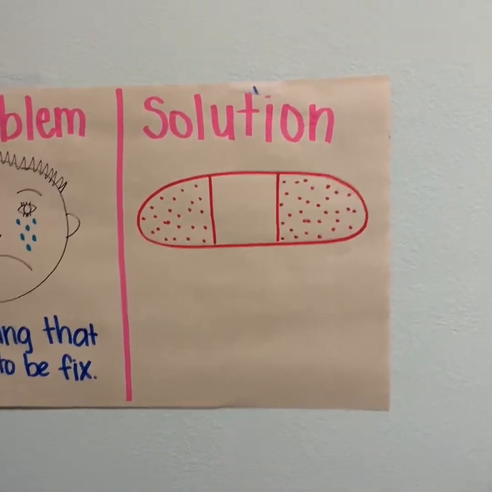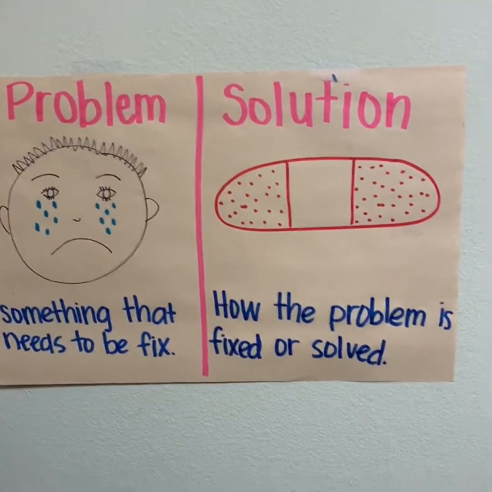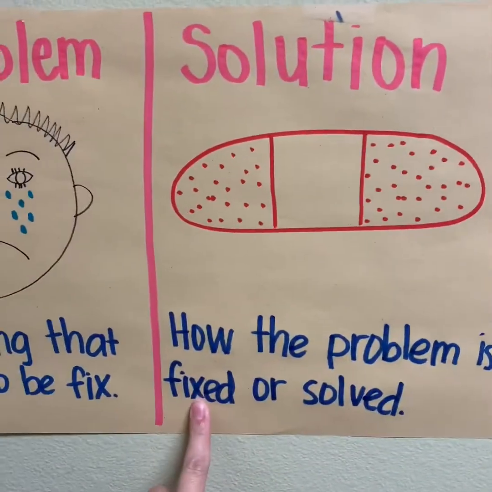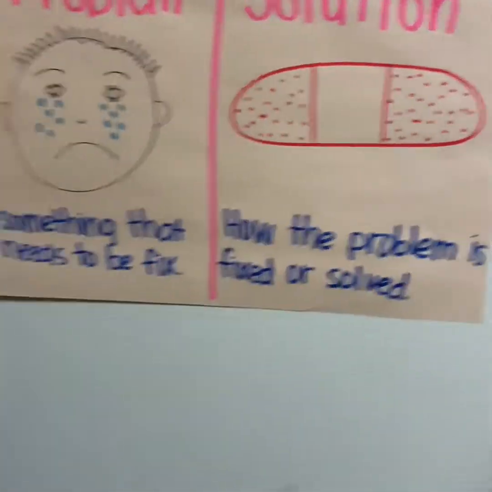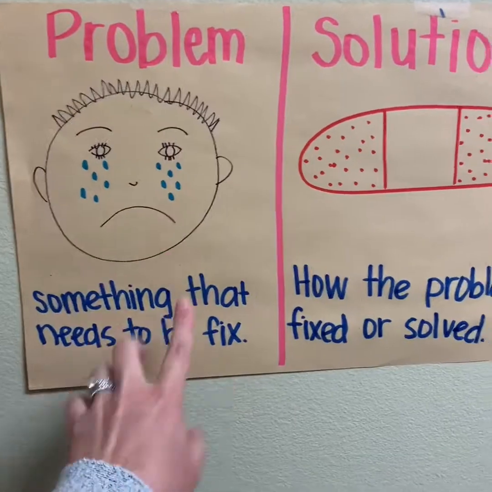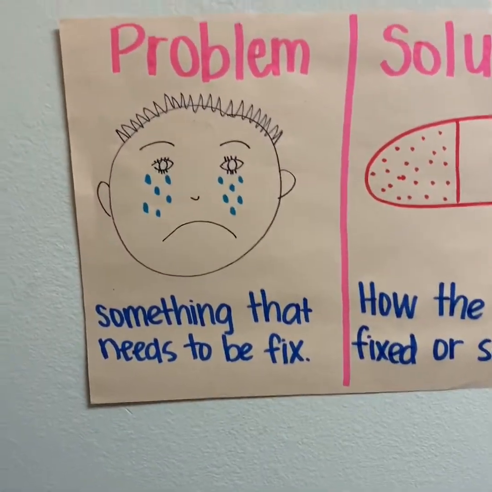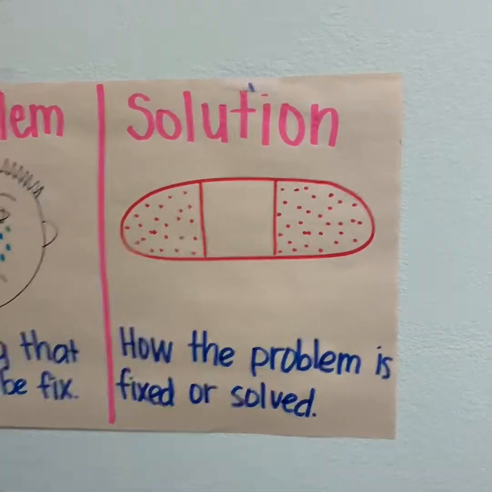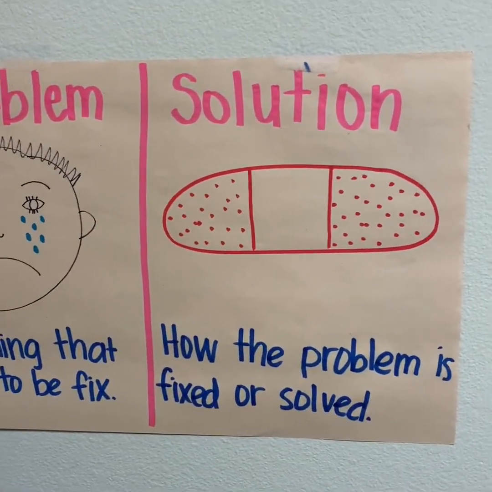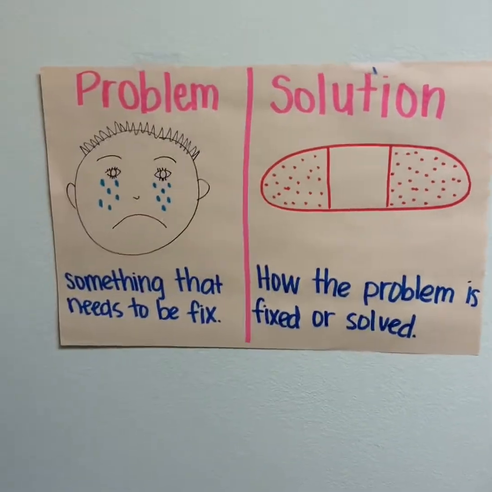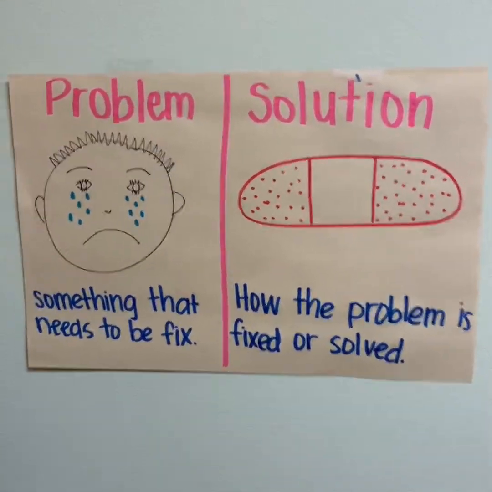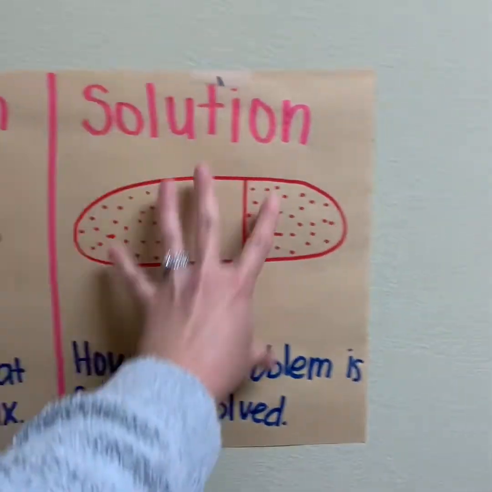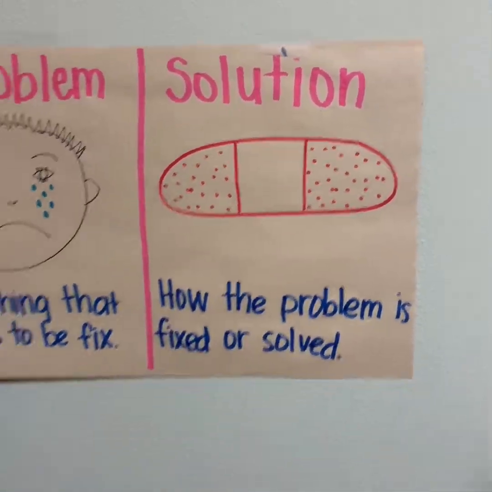I'm going to go ahead and write that. Okay, so now I wrote how the problem is fixed or solved, right? A problem is something that needs to be fixed. It's something that went wrong in the story, right? And then the solution is how the problem is fixed or solved. So now I want us to think about what was the problem in Tacky the Penguin and what was the solution in the book, okay?